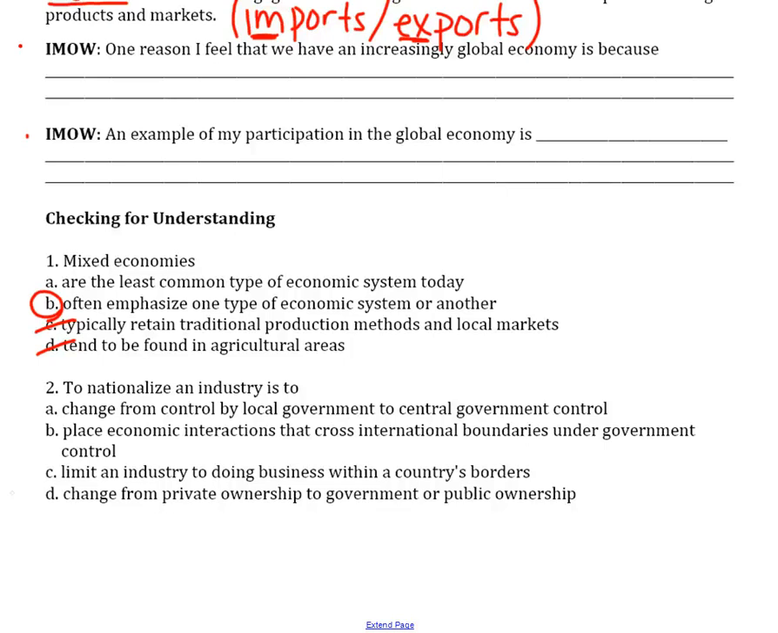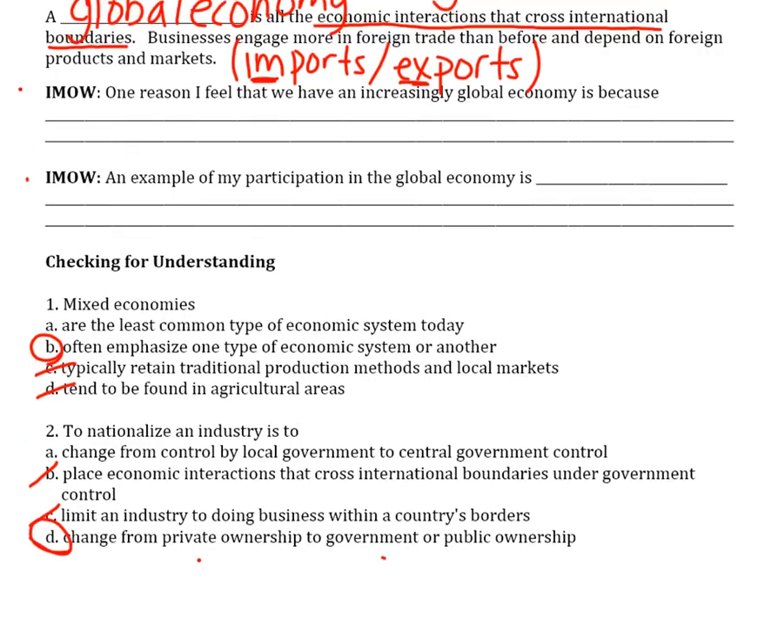Welcome back. Did you get rid of B? Good job. And did you get rid of C possibly? And then did you choose D as your correct answer? So changing from private to government. And if you look back up here, from private to government.